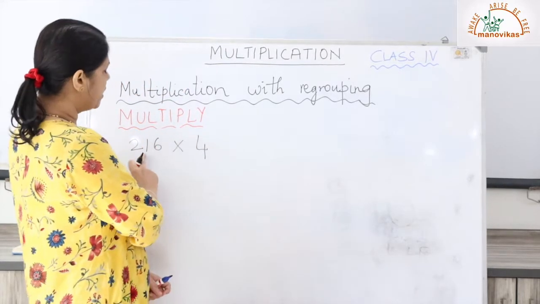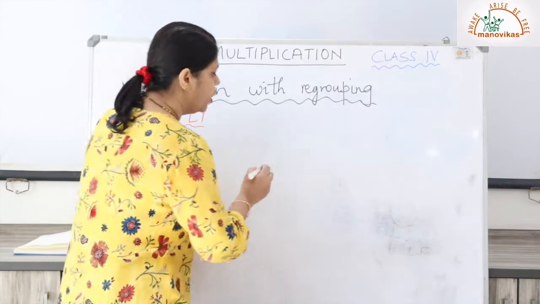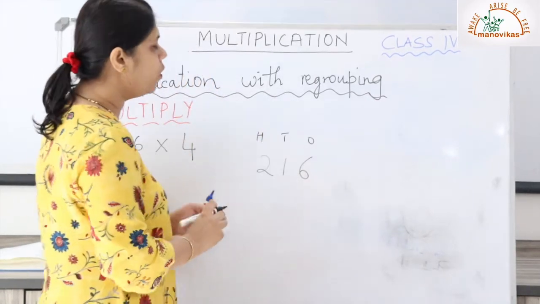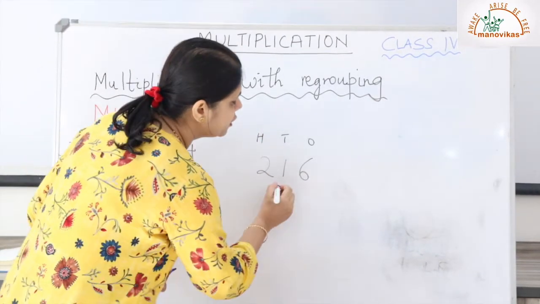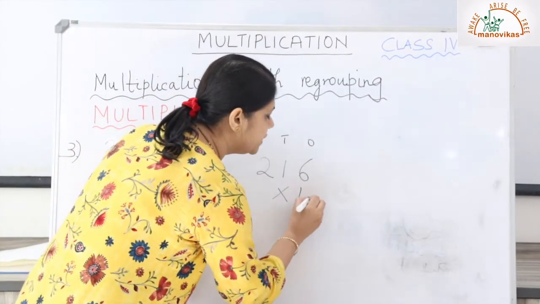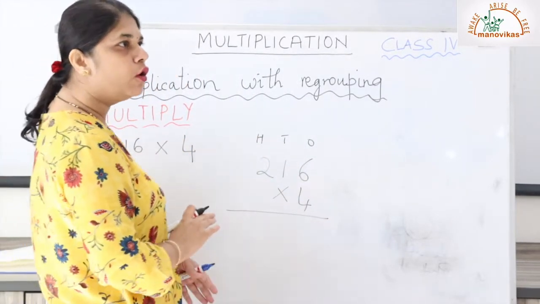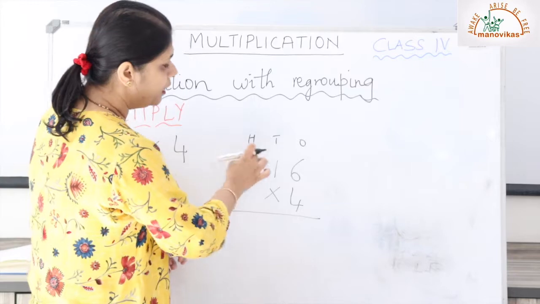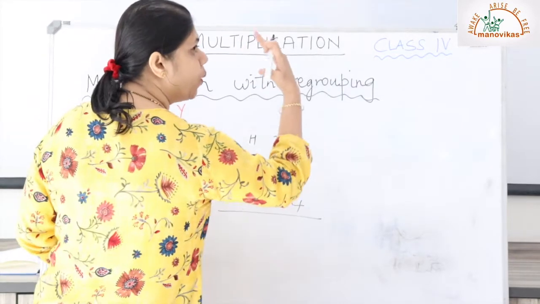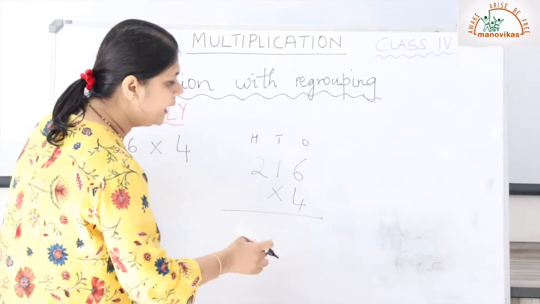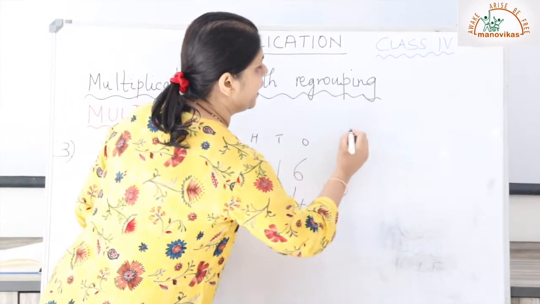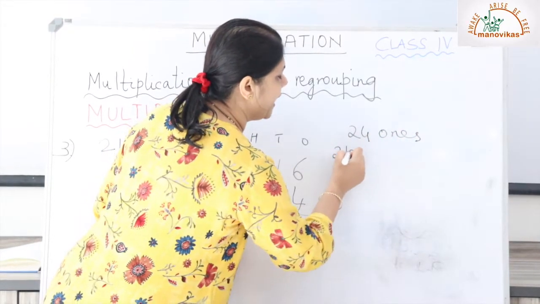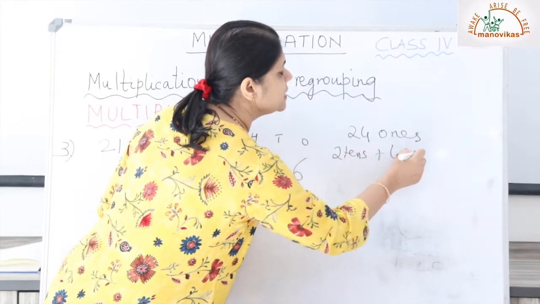Here again we have 216 multiplied by 4. So let's do it in the same way. Ones, tens and hundreds. Now you see there is a 3-digit number which you need to multiply by a single digit number. So again follow the same method. You will multiply each place in turn by 4 starting from the ones place, right? So let's do it quickly. 4 6 is how much? 24. So 24 ones. So what will you do here? 2 tens plus 4 ones, right?